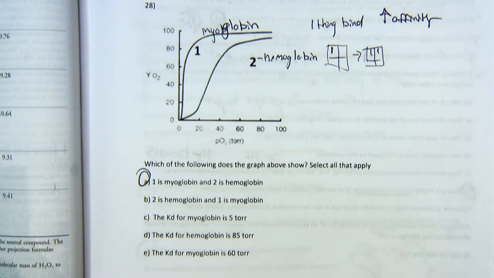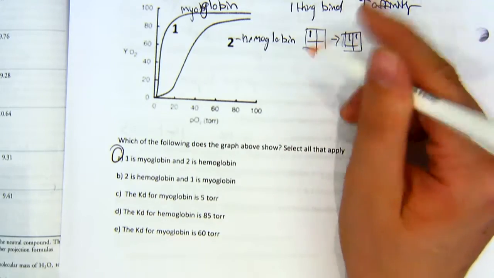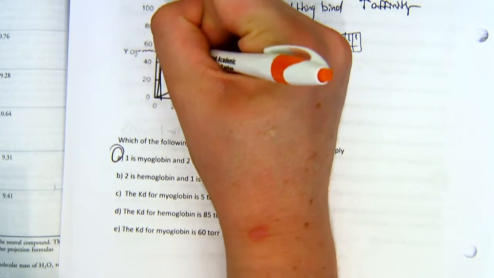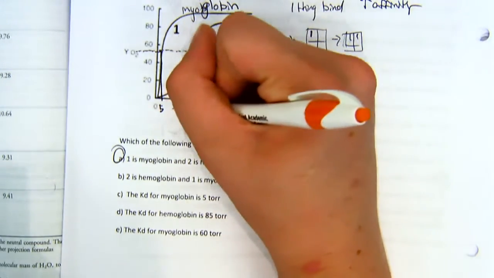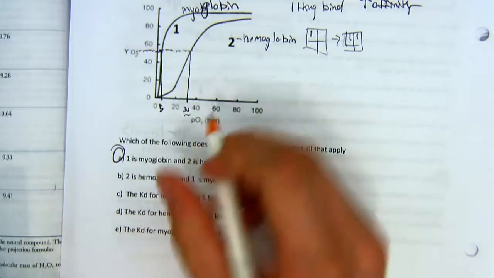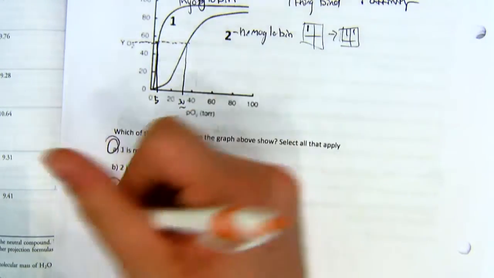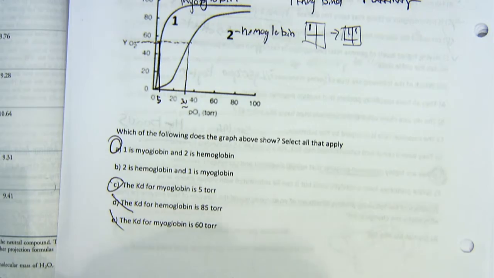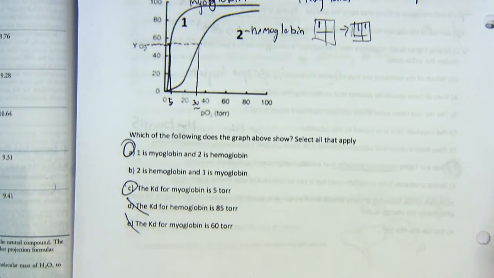So KD, we were talking about that dissociation constant. And when does the KD occur? At that 50% mark, right? So if we find the 50%, we can go down for both of them to find our KD. So for myoglobin, that's about 5 torr, and for hemoglobin, 30-ish. So let's see, KD of myoglobin, 5 torr. Hemoglobin, 85 torr. No, that takes us way over here. That doesn't make sense. KD for myoglobin, 60 torr. That doesn't make sense either, right? So that gives us our answer. Again, this just shows us how we could have numbers in a question without having mathematical problems.